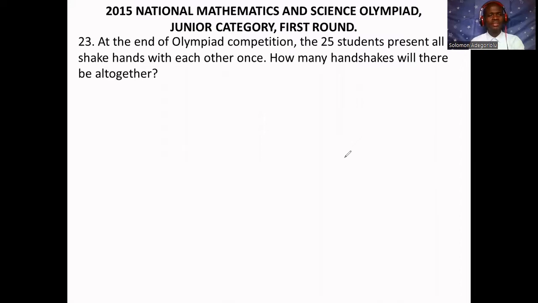Today, we'll be looking at the 2015 National Mathematics and Science Olympiad, Junior Category First Round. We're looking at question number 23 for that year. At the end of the Olympiad competition, the 25 students present all shake hands with each other once. How many handshakes will there be altogether?